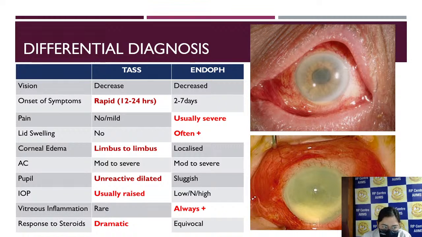Both present with decreased vision, but TAS classically presents within the first day, 24 hours, and endophthalmitis is usually after post-op day 1. Pain is less in TAS, whereas it's usually severe in endophthalmitis. Lid swelling, as we saw, is absent in TAS and is present in endophthalmitis. Corneal edema is another feature; classically, limbus to limbus involvement is seen in TAS.